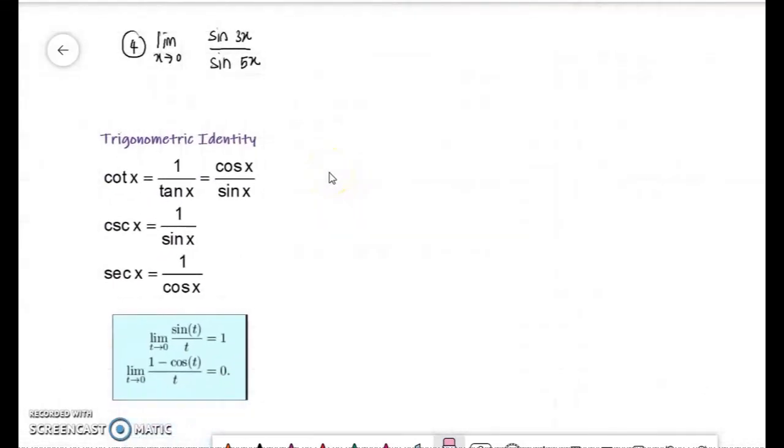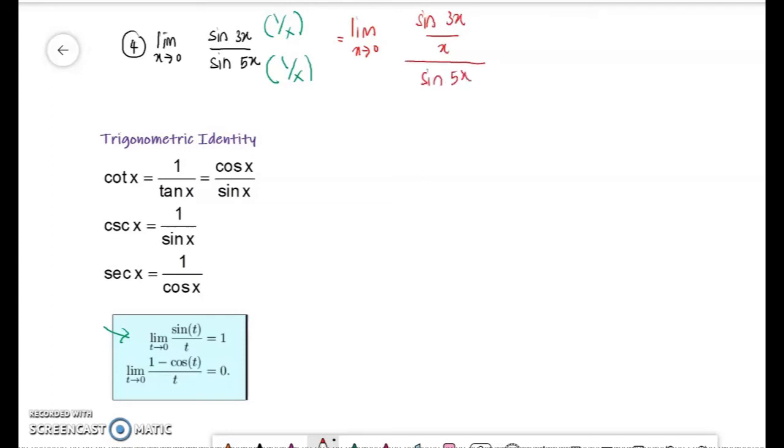Okay, so we have limit x approaches 0 of sine 3x over sine 5x. So what you can do is this. We want to follow this property, so we need to times with 1 over x for the numerator, and also for the denominator we times with 1 over x here. So you get limit x approaches 0 of sine 3x over x over sine 5x over x. We separate the sine 3x from the sine 5x.